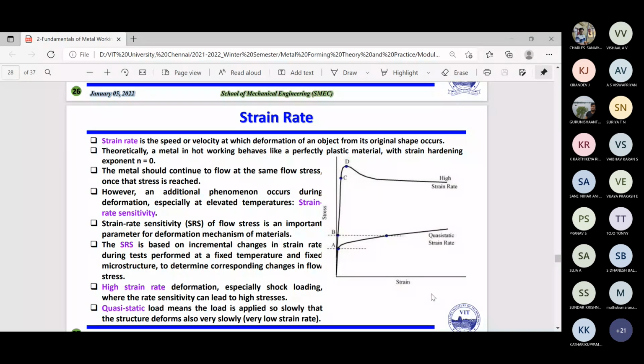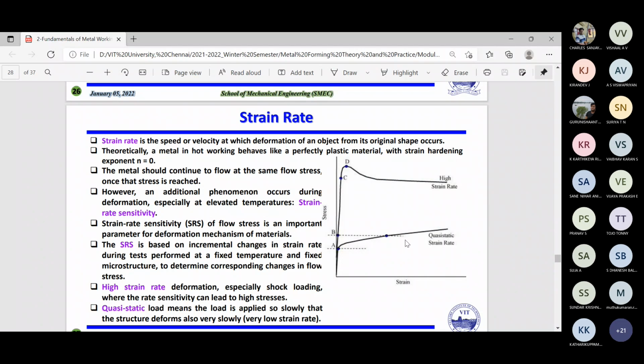So I put one diagram here. This is the stress strain diagram. Sometimes we do not know what is the low strain rate or the high strain rate, how you have to find it. So I put a schematic diagram here. I mentioned here the high strain rate deformation, especially shock loading, where the rate sensitivity can lead to high stress. That means immediately you have to go for the loading, shock, suddenly. So you will get the high strain rate.